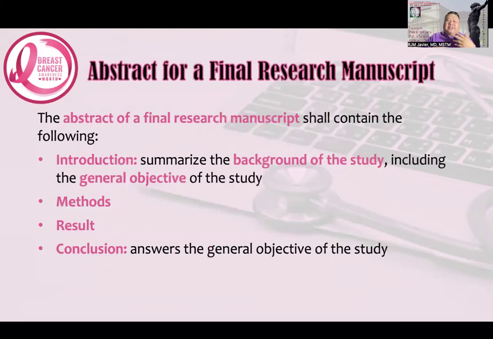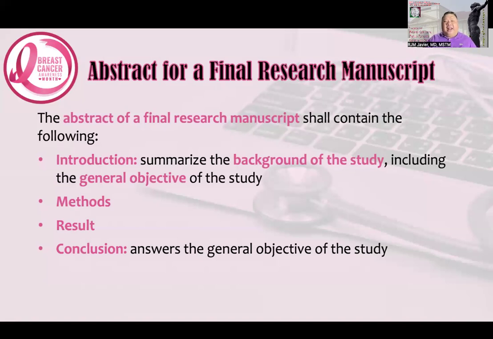Now, there is also slight difference between the abstract of a proposal versus the abstract of a final research manuscript. Pag sinabi ng final research manuscript, nagawa na, kompleto na yung study. A proposal is something that is forward looking. It is yet to be done. A research manuscript is already completed.